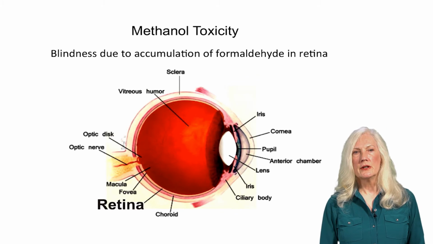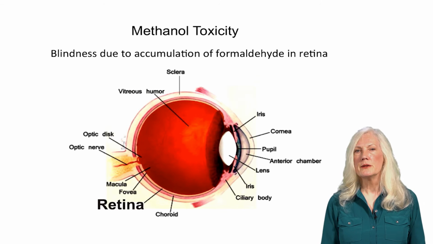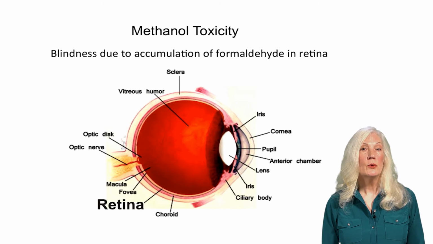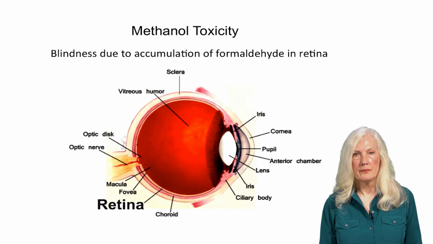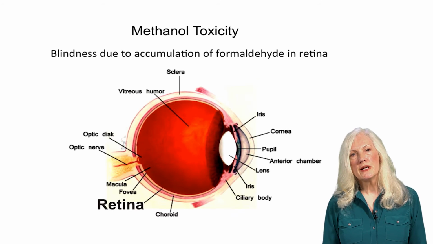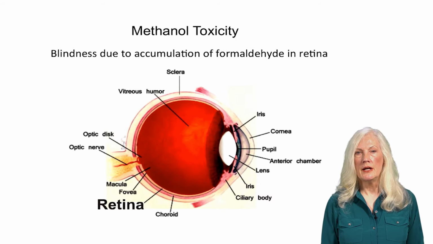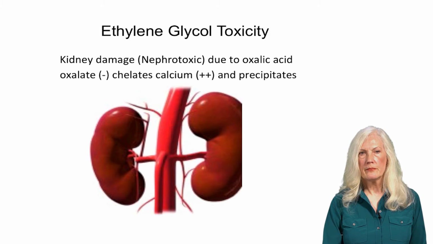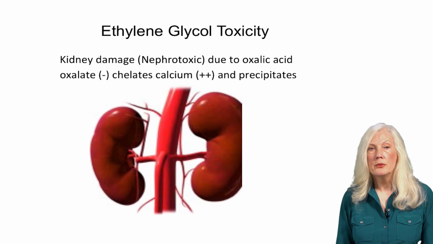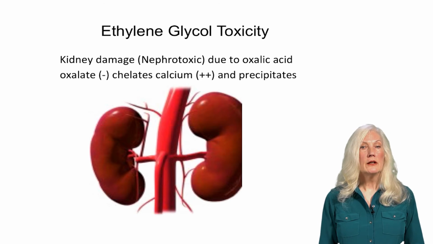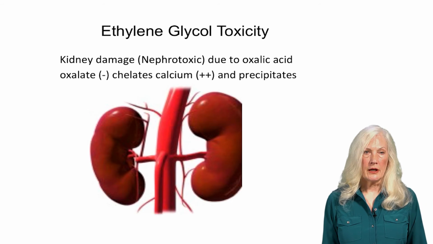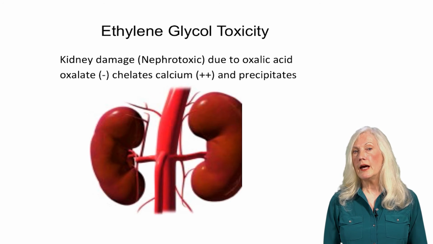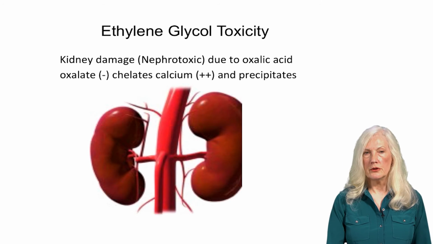This slide is just to illustrate that the retina is a bundle of nerves that are located in an unprotected fashion outside the central nervous system. So it's more susceptible to methanol toxicity than any other tissue in the body. This slide is to reinforce the concept that ethylene glycol is nephrotoxic because of the accumulation of oxalic acid chelating calcium in the kidney tubules.